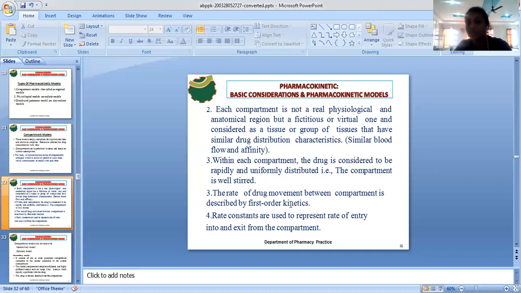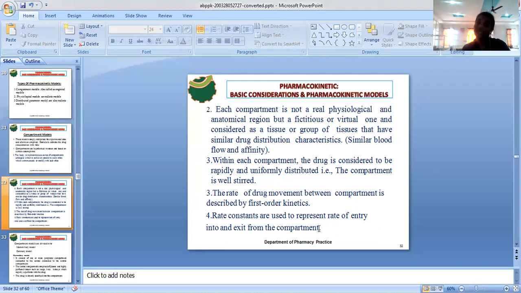And the rate of drug movement between the compartments is described by first order kinetics. Depending upon the order of reaction, that is how the drug is influenced by its concentration in the body, the kinetics may be zero order, first order or mixed order. But here in the compartment model, the rate of drug movement between the compartments is described by first order kinetics only. And the rate constants are useful to represent the rate of entry into and exit of the drug.